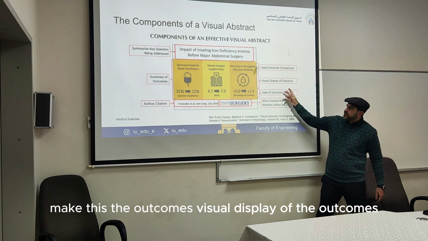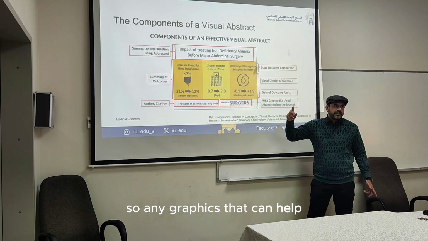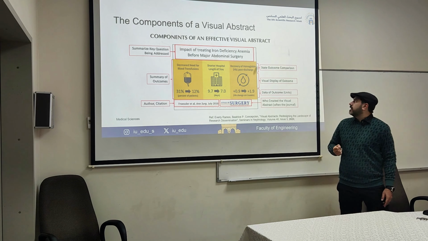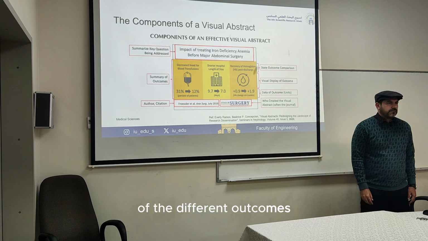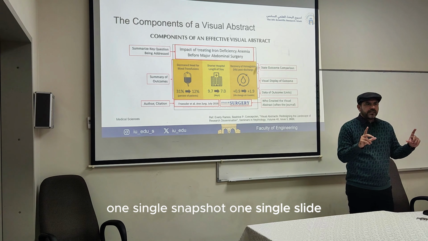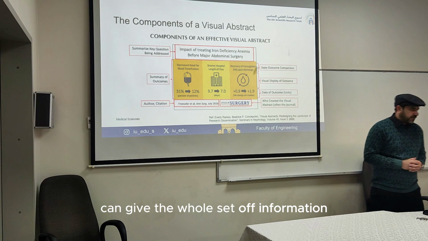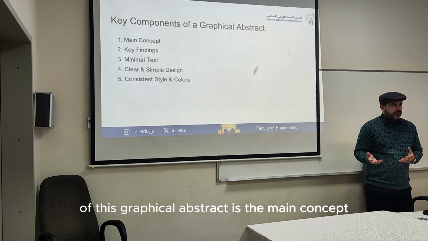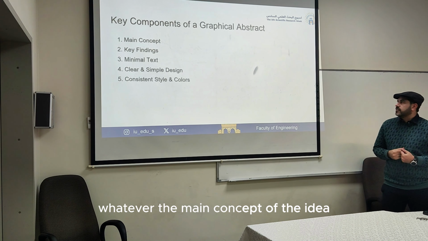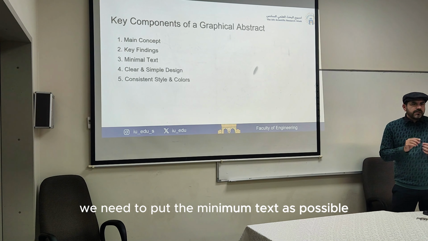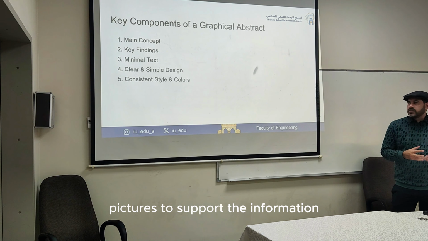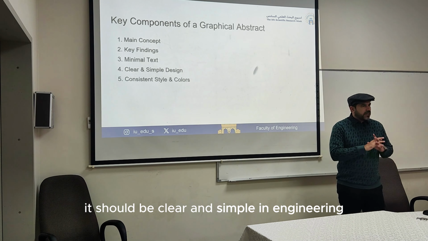The outcomes: a visual display of the outcomes. So any graphics that can help us understand the thing without properly reading it, and a comparison of the different outcomes. It will give you some idea of how one single snapshot, one single slide, can give the whole set of information. So the key component of this graphical abstract is the main concept of the idea and the basic key findings. We need to put in as little text as possible and use graphics, icons, and pictures to support the information. It should be clear and simple.